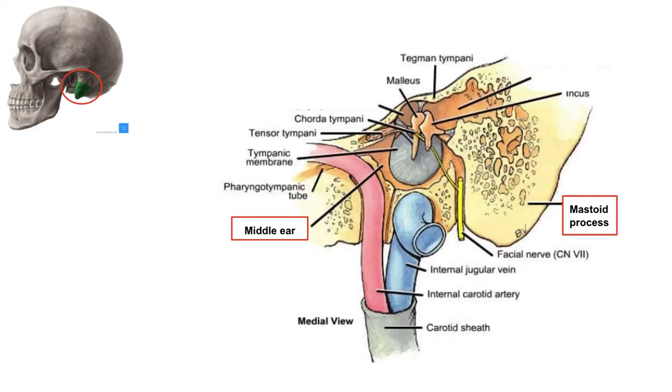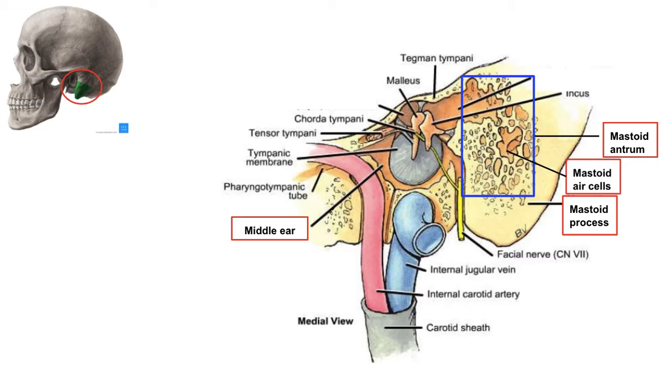The mastoid process of the temporal bone contains a cavity called the mastoid antrum, which contains many air-filled spaces called mastoid air cells. This cavity is connected with the middle ear via an opening called the aditus, which is located posteriorly to the epitympanic recess.